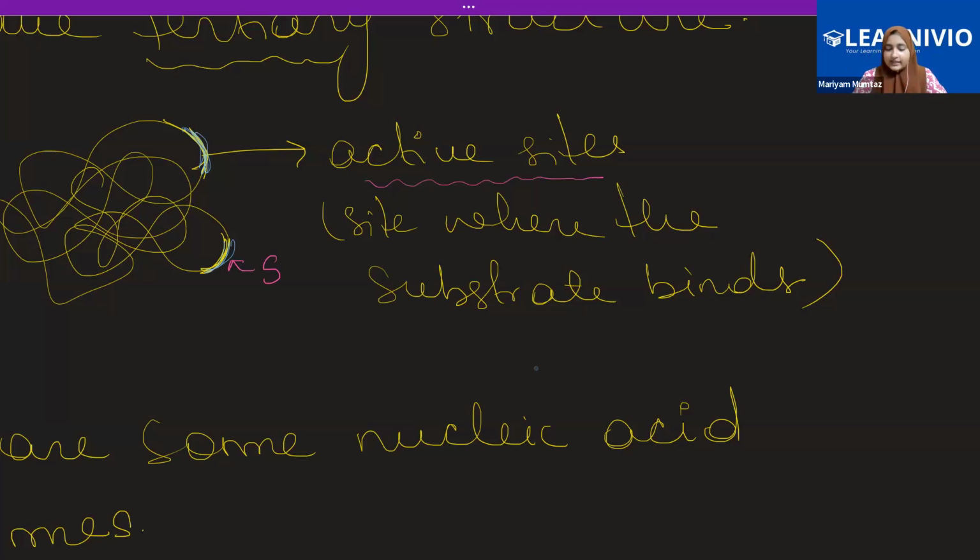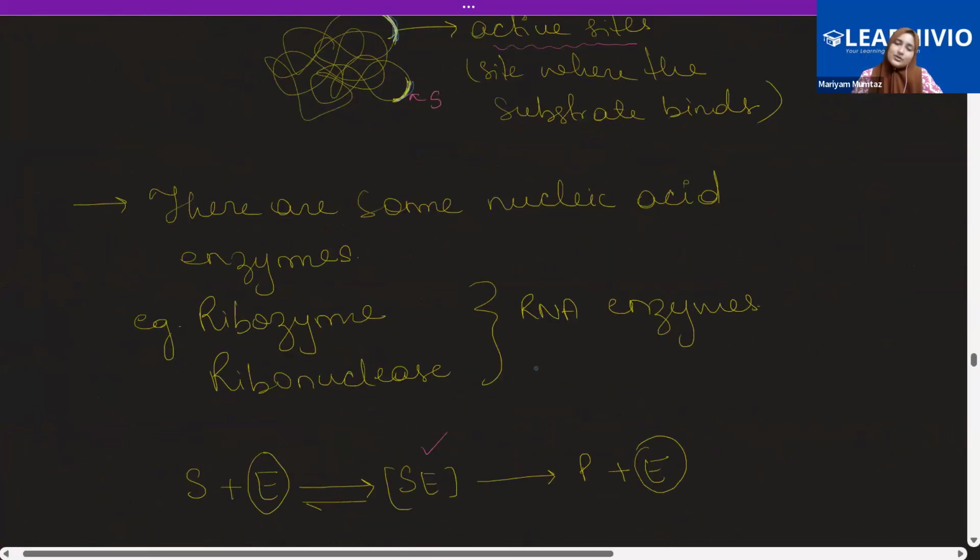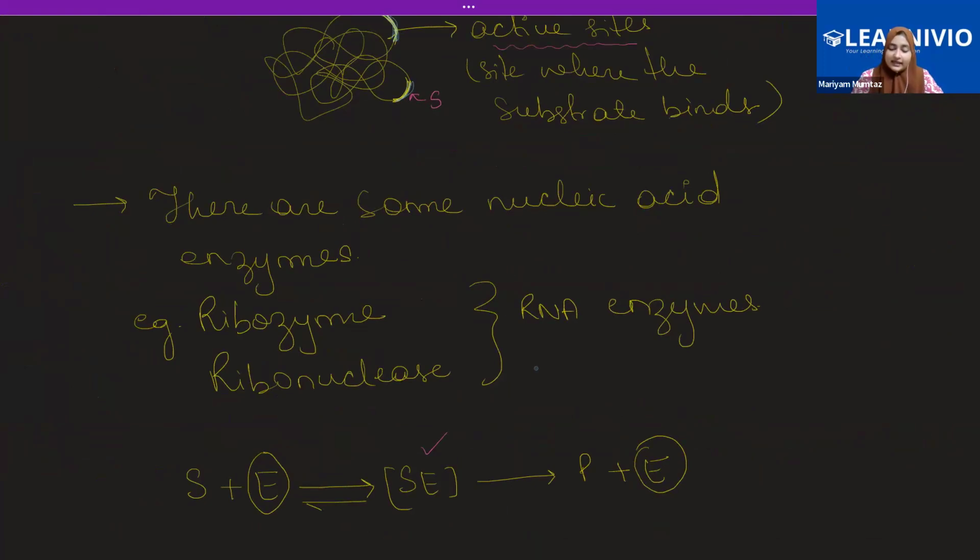So mostly the enzymes are proteinaceous in nature. Apart from that, there are some nucleic acids that also act like enzymes. We call them ribozymes. Some RNA can act like enzymes, so we call them RNA enzymes, and examples are ribozyme, ribonuclease. Okay, is it clear, students? Yes, ma'am.